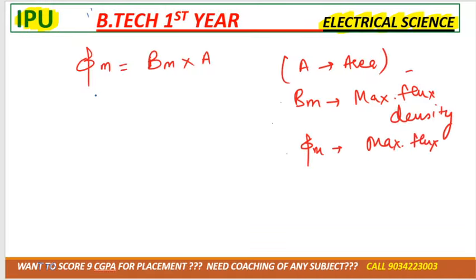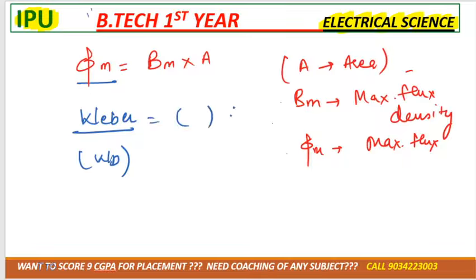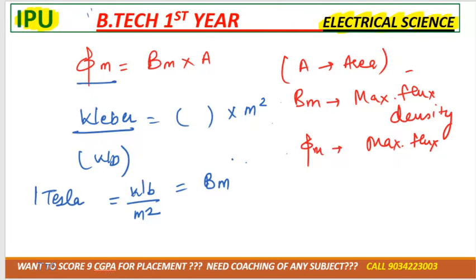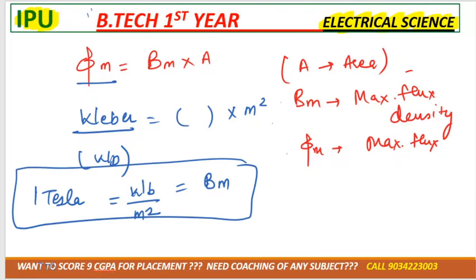Okay. So what is the unit of flux? That is Weber. Weber is denoted by Wb. And what is the unit of area? That is meter square. What is the unit of maximum flux density then in that case? That would be Weber per meter square, right? And 1 Weber per meter square would be equal to 1 Tesla. So you will get this part in the form of numerical.